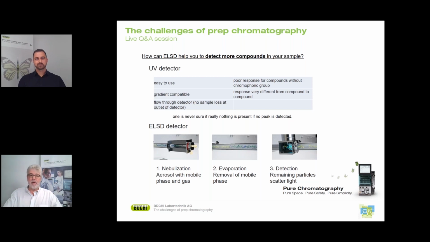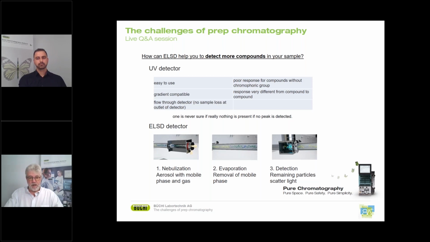Well, it's a very simple principle, actually. It's a three-step process. The first is what we call nebulization. That's where the liquid coming from the column is mixed with a gas, an inert gas, nitrogen, or in some cases, simply compressed air can be used to achieve that. So in that nebulizer, we are forming an aerosol with small droplets of mobile phase. And if a compound elutes from the column, that droplet will contain a little bit of sample as well.